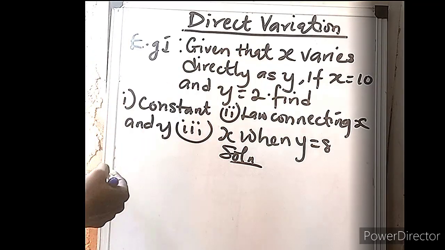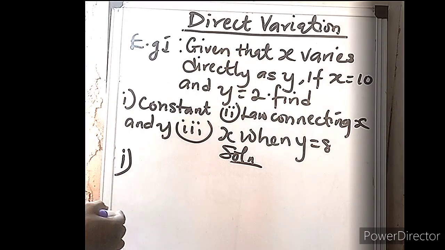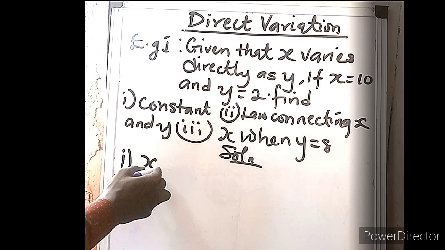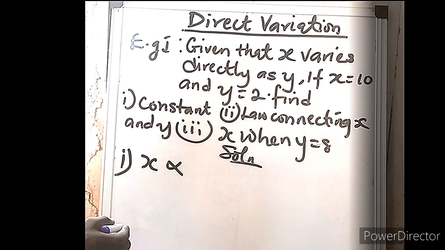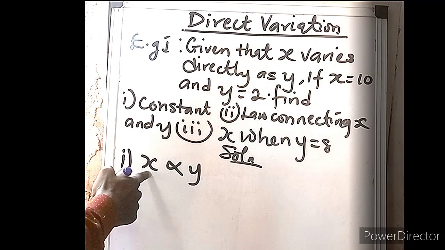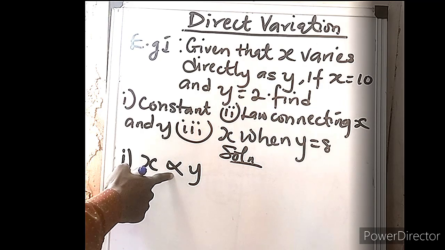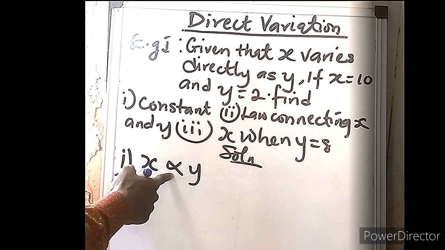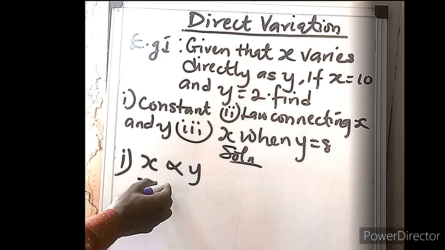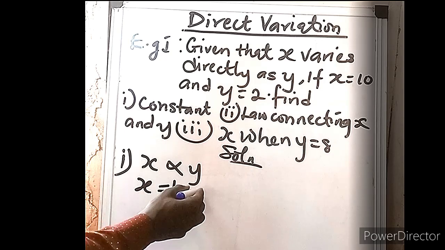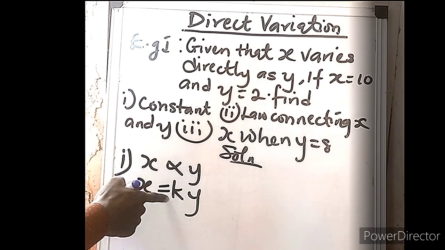So let's interpret the question. It said x varies directly as y. So this is how to state it: x varies directly as y. Then the next step is to replace this varies with equals k to introduce our constant. Remember, it's with respect to a constant. Constant means the proportional value by which the increase or decrease is happening. So x equals ky. Remember, we replace this varies with equals k.